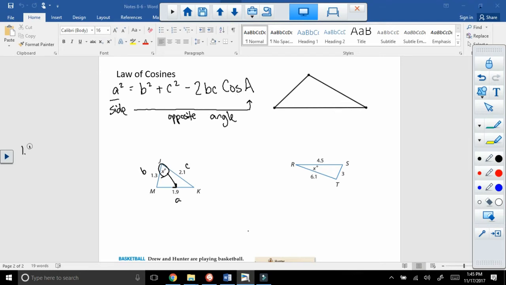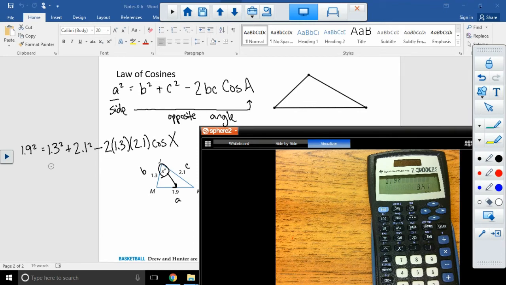What I'm going to do when I set this up is I'm just simply going to put that side in place of a, and then b and c are sides, and those could be either order. So I'll say that this is a, b, and c just to keep track. And then this one here is where angle A is. 1.9 squared equals, b squared is 1.3 squared plus 2.2 squared, and then minus 2 times each of those. So 1.3 and 2.1, and then times the cosine of the angle, and that's what I'm missing here. So that's what I'm trying to find. I'm going to grab a calculator.